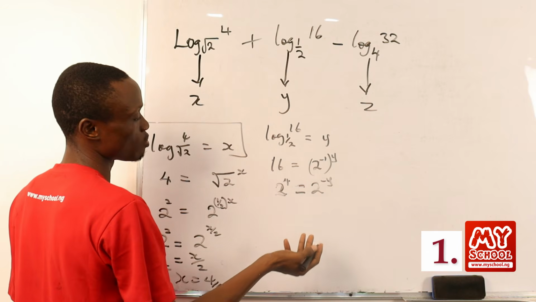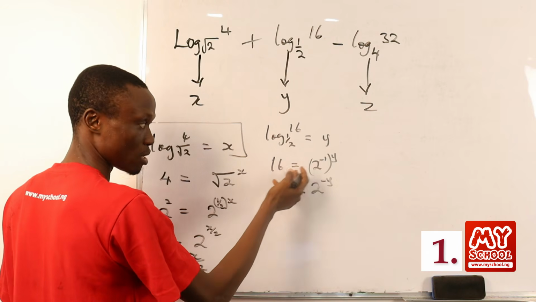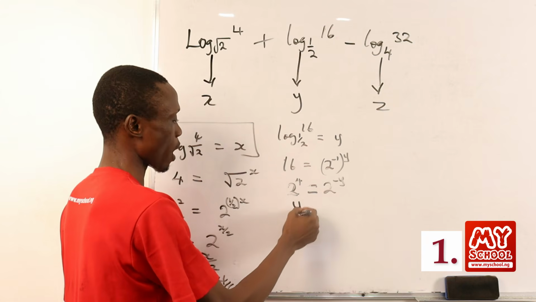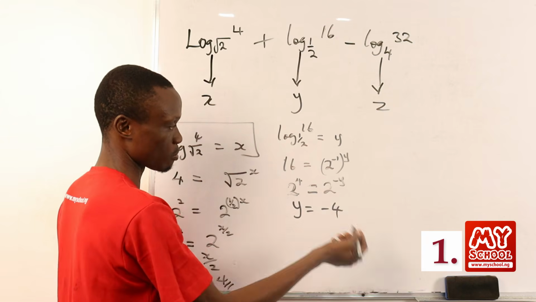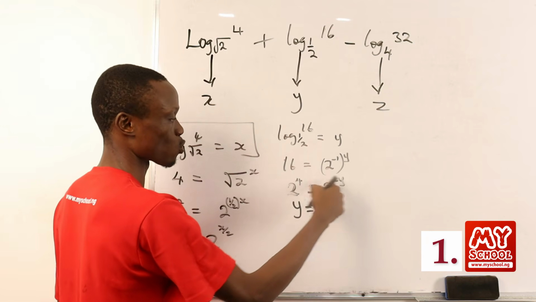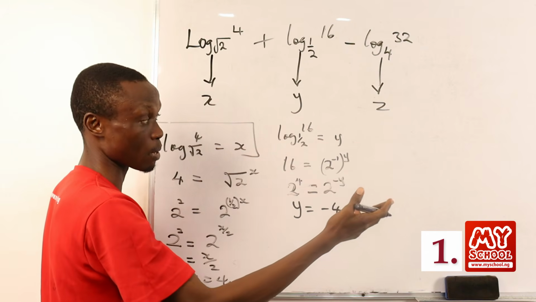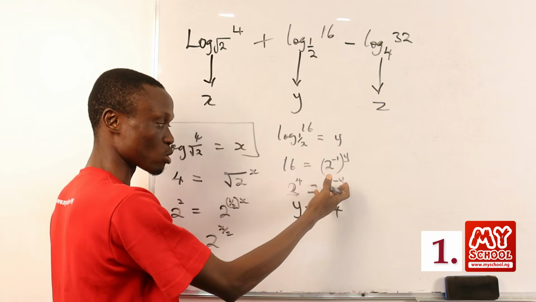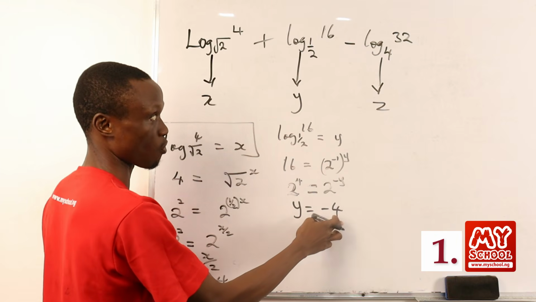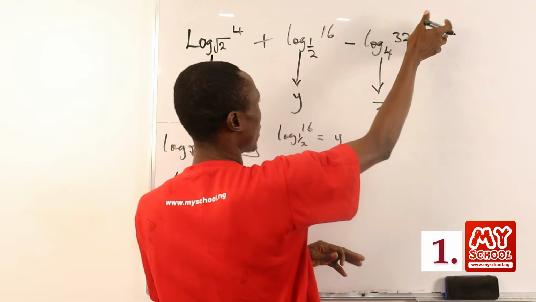At the end of the day, since the bases are the same, we can equate the powers so that y is equal to minus 4. Because here we're having minus y is equal to 4, and since we're looking for y, we just multiply both sides by minus 1. If we do that, we'll have y equal to minus 4. So let's do the last term.